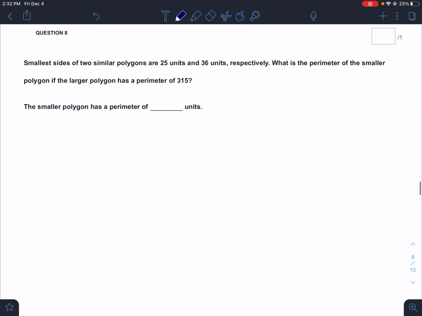The smallest sides of 2 similar polygons are 25 and 36, respectively. What is the perimeter of the smaller polygon if the larger polygon has a perimeter of 315? Okay, so we know that 25 corresponds to 36. Those are the smallest sides. So that's going to look something like this.